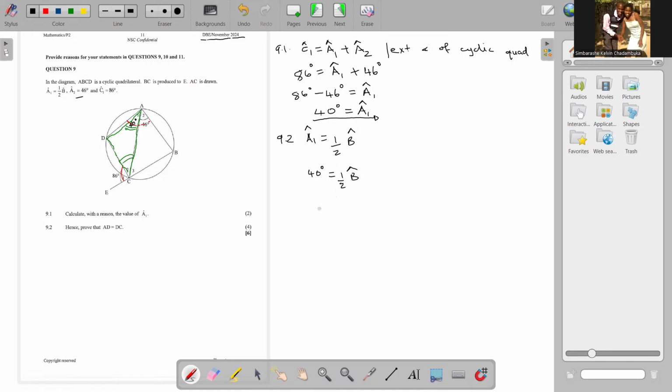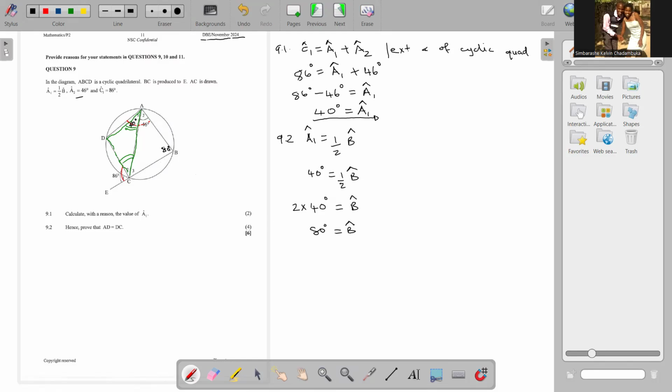Multiplying both sides by 2, 40 degrees times 2 must be equal to our angle B. Therefore, we can conclude that 80 degrees is equal to our angle B. We now know this angle is 80 degrees.